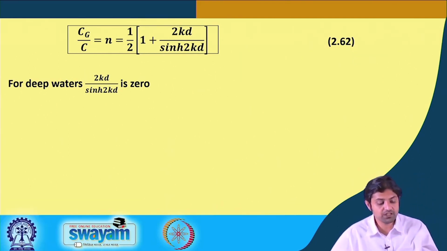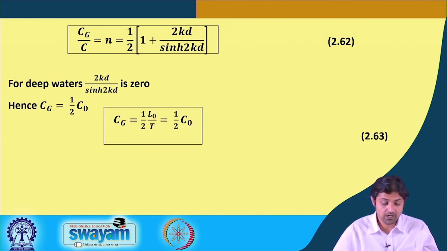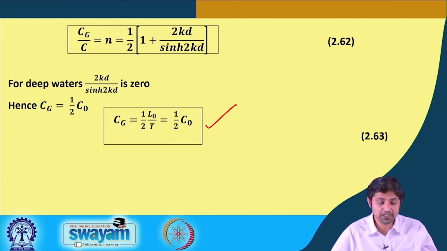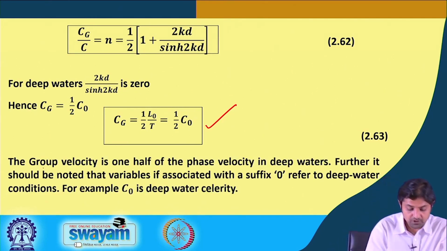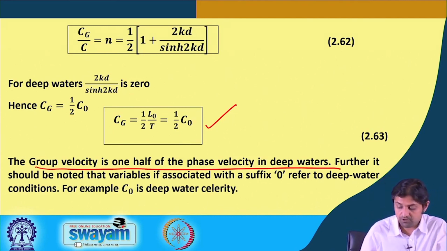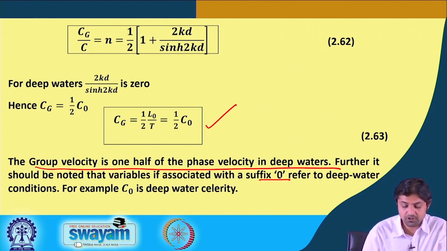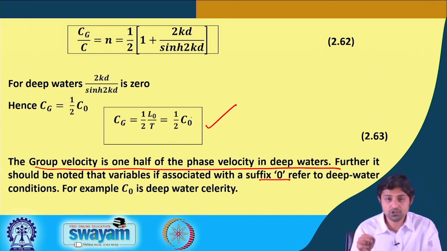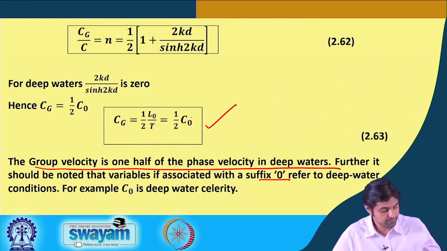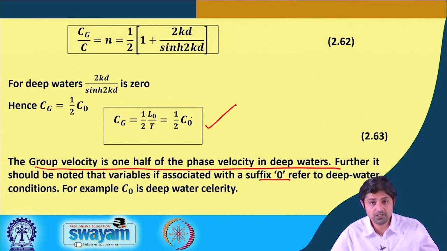For deep water, 2kd divided by sinh 2kd is 0. Therefore, Cg, the group velocity, is C naught by 2. C naught is the wave celerity of a single wave. An important result is that the group velocity in deep water is wave celerity by 2. So, group velocity is 1/2 of the phase velocity in deep waters. Further, it should be noted that variables associated with suffix 0 refer to deep water condition. Wherever we have put 0, that means deep water condition, alright. And deep water celerity you already remember, 1.56 times the time period.